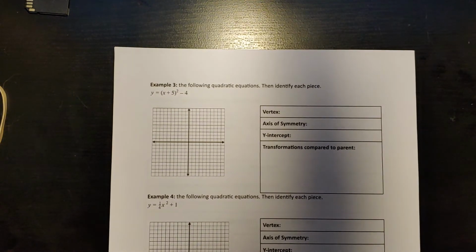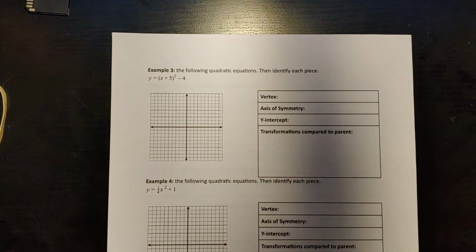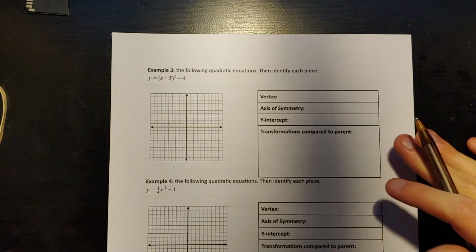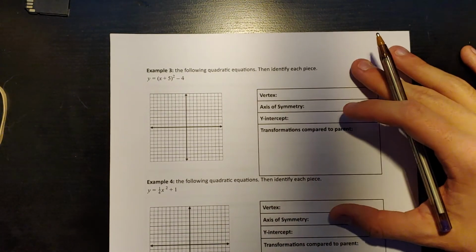All right, so we're back with the last 3 examples. These are looking at some cases where you don't have all 3 letters. So you don't have A, H, and K. You might have one of those missing. So we're going to take a look at that.